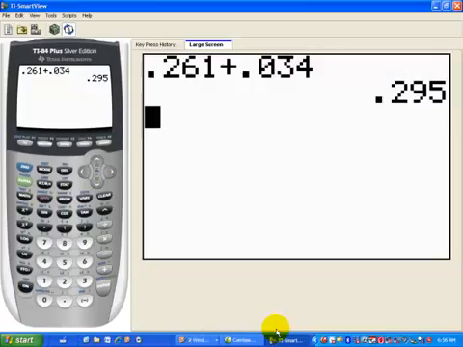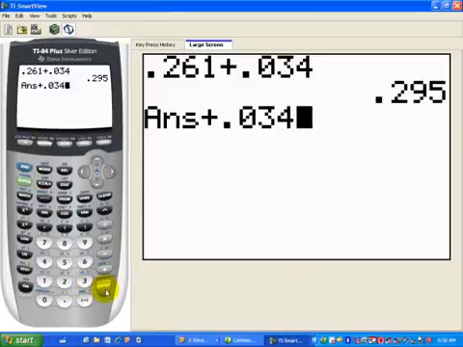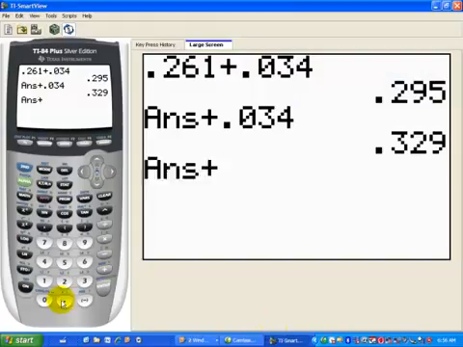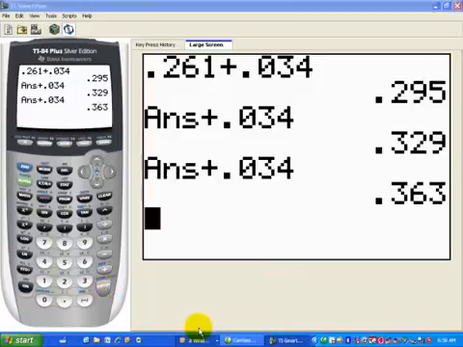Then you add another 0.034. 0.329. Then you add another 0.363.